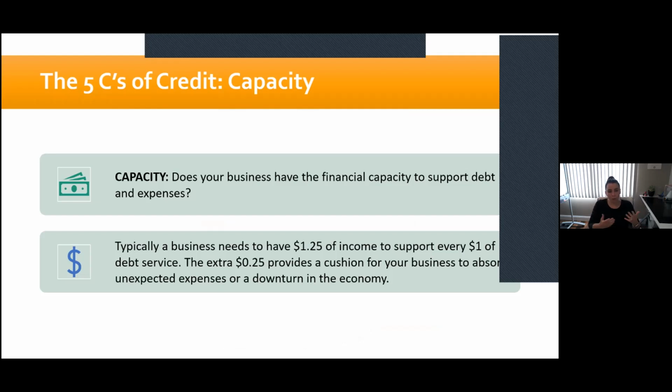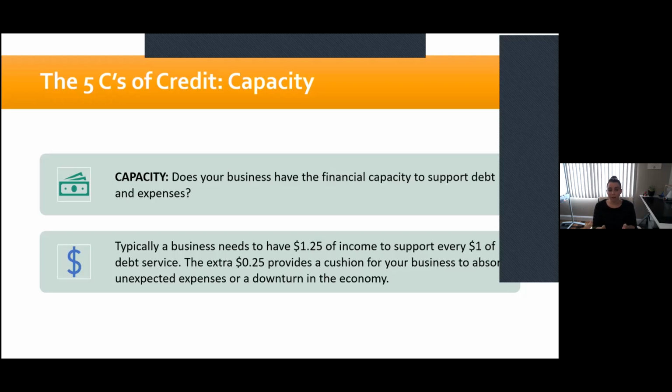The first one we'll look at is capacity. Does your business have the financial capacity to support your debt and your expenses? If you come and say, I need X amount of dollars in order to buy this new piece of machinery, we have to look at your financial statements to see if we give you this loan, whether you can cover all of your operating expenses, your regular day-to-day expenses, and also pay whatever your monthly debt payment is.